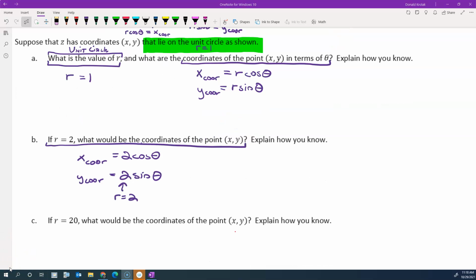Right, so I just took out this r and I put a 2 in there. Okay, if the radius was 20, I take out the r and I put a 20 in there. So if we were dealing with a circle that had a radius of 20, it's going to be 20 times the sine of the angle, and the y coordinate is going to be 20 times the cosine of the angle.